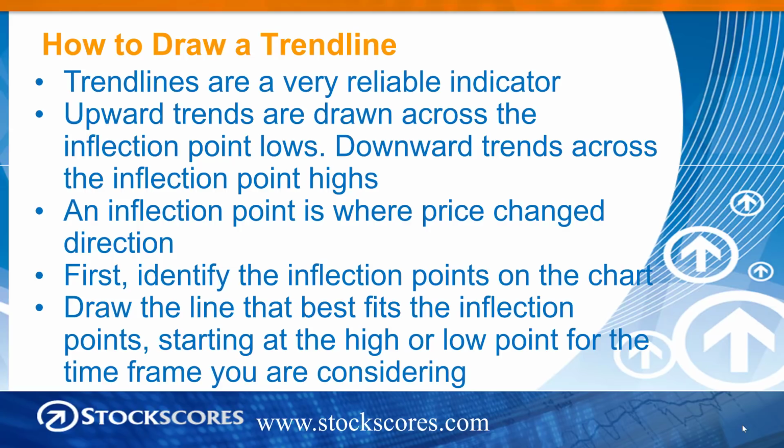Upward trends are drawn across the inflection point lows. Now I'll show you in a moment what I mean. Downward trend lines are drawn across the inflection point highs. Now, what is an inflection point? Well, it's the point where price changes direction. So if you have price moving down and then it stops going down and starts going up, you have an inflection point low. If it's then moving up and it stops going up and starts going down, you have an inflection point high. And we can draw lines across those to establish the trend line.